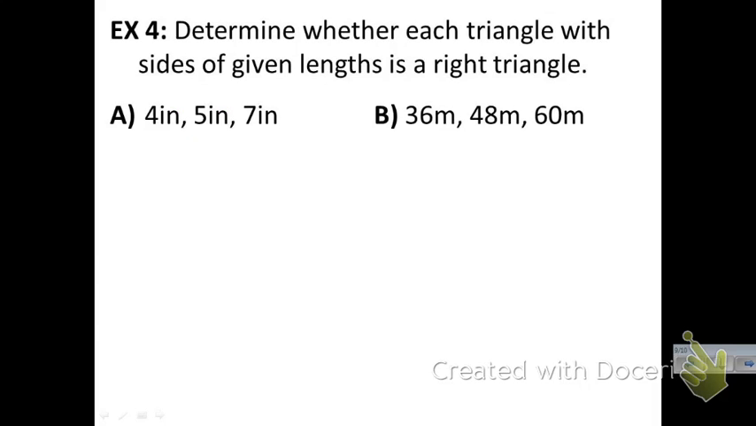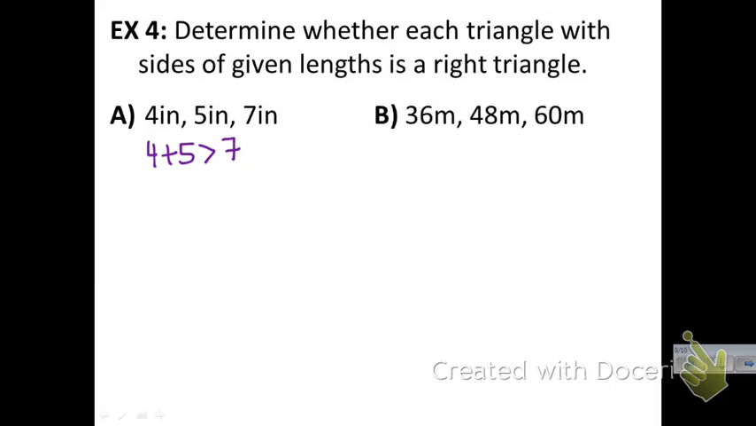Okay, example 4 says, determine whether each triangle with sides of given lengths is a right triangle. And we talked at great length about, first of all, how do we know if we have a triangle? Because you can get 3 lengths, and no matter how you try to draw them, you're not going to be able to connect them to form a triangle. So I said there's a really fast way to determine if you can create a triangle. First, if you add 2 of the sides, it has to be greater than the third side.